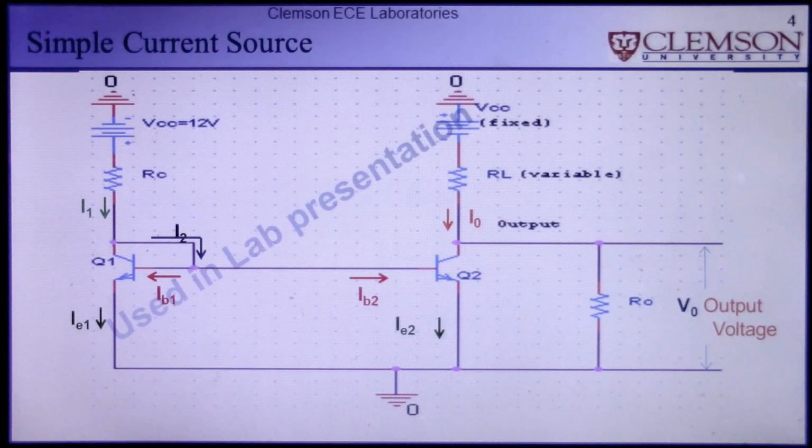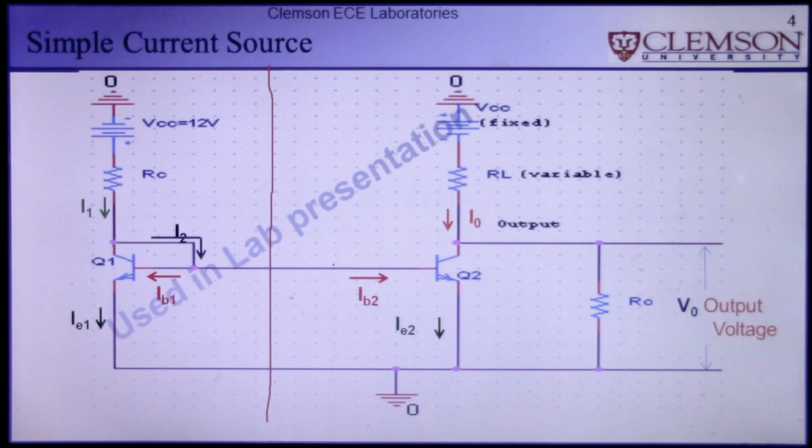So this is what a simple active current source looks like. Here let me show you something. If you just divide the circuit in the middle, you can see there is a lot of symmetry between the left side and the right side. You have a source, you have a resistance here, and you have a transistor here, a transistor there.